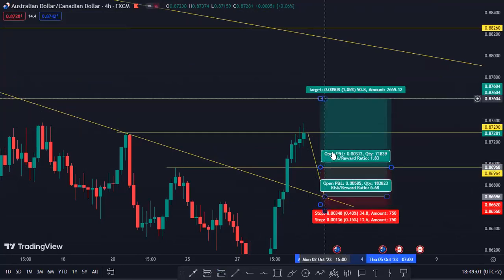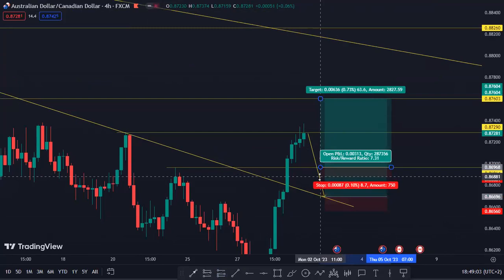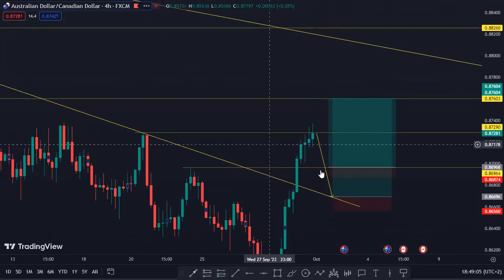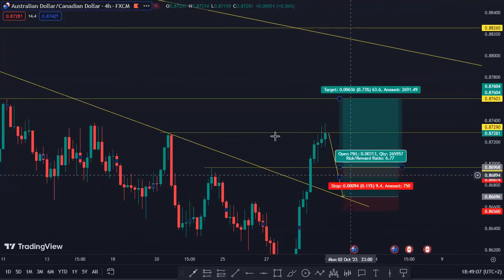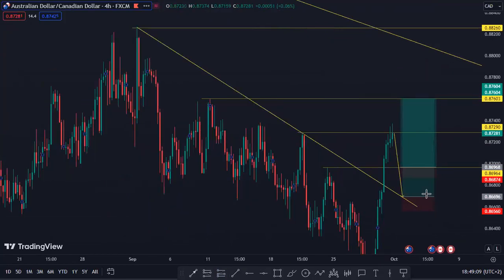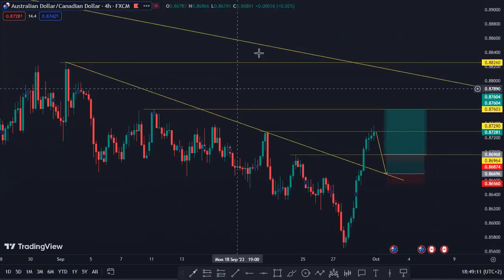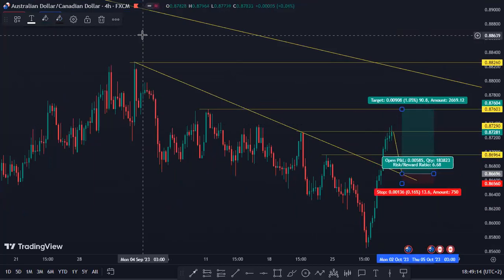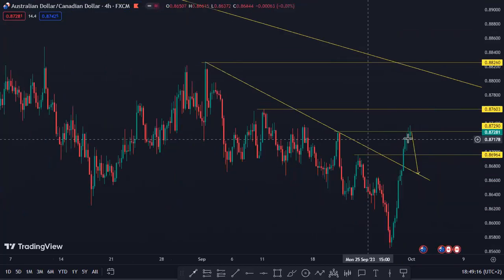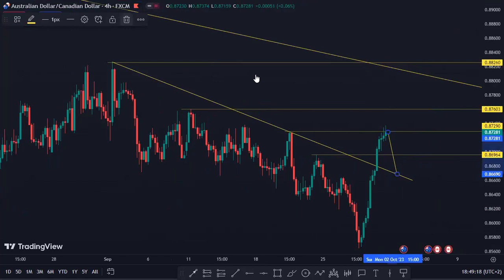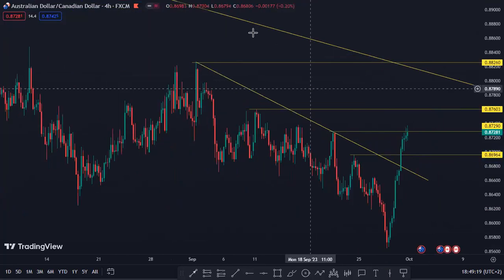Either way, guys, we're just gonna wait for the market to react on this level or the trend line and see how it reacts, right? Then we can take our buying opportunities. So that's my take, guys, on AUD CAD. And I hope you can see how to properly trade breakouts, guys.